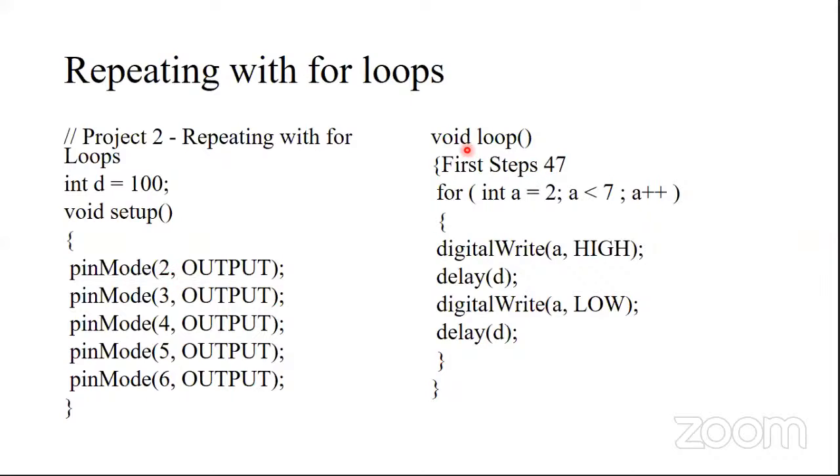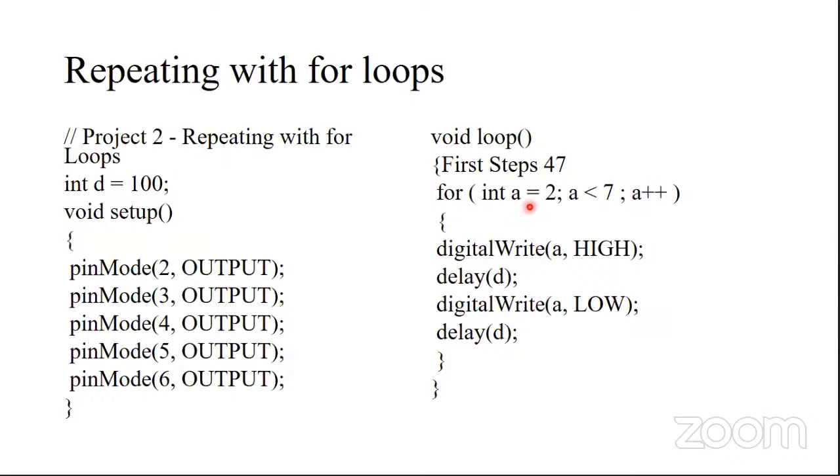So the very first step in this void loop is a for loop. In the for loop, I give a equal to 2, a is less than 7. So a equal to 2 means I'm starting with pin 2. This is the initialization, and this is the condition. Until this condition becomes false, it will keep on executing a plus plus.